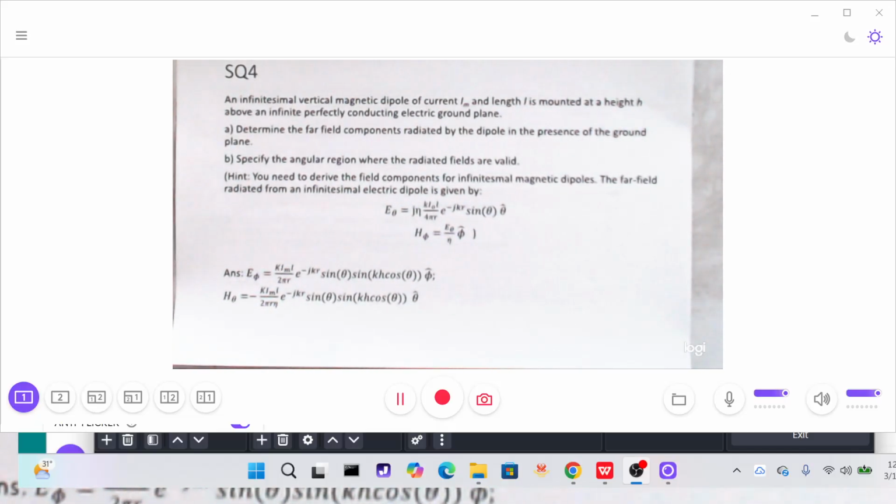So the radiation field should be above the ground. Part B is nothing difficult. Okay, I'm going to start now.